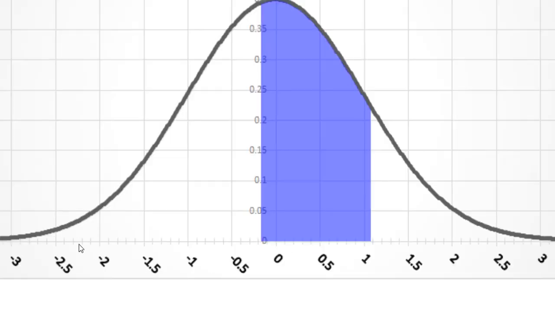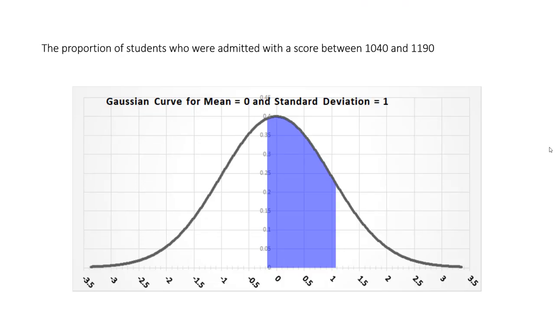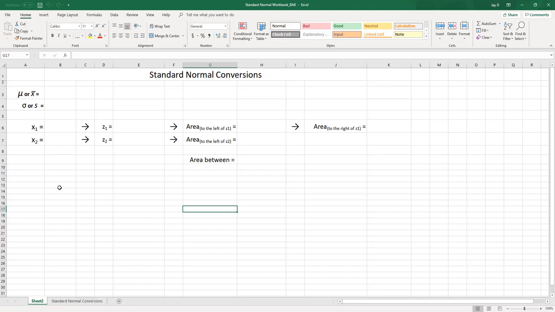The way this also works is instead of this axis down here being an x-axis, we now call it a z-axis. And the z-axis represents the number of standard deviations away from the mean. I already have this shaded to correlate to the problem at hand, where we want to find the proportion of students admitted with a score between 1040 and 1190, and this is what the shading would look like. Let me show you how I got there. We're going to do this in spreadsheet mode, and then I'm going to refer back to diagrams as we go along. Here we are in spreadsheet mode.